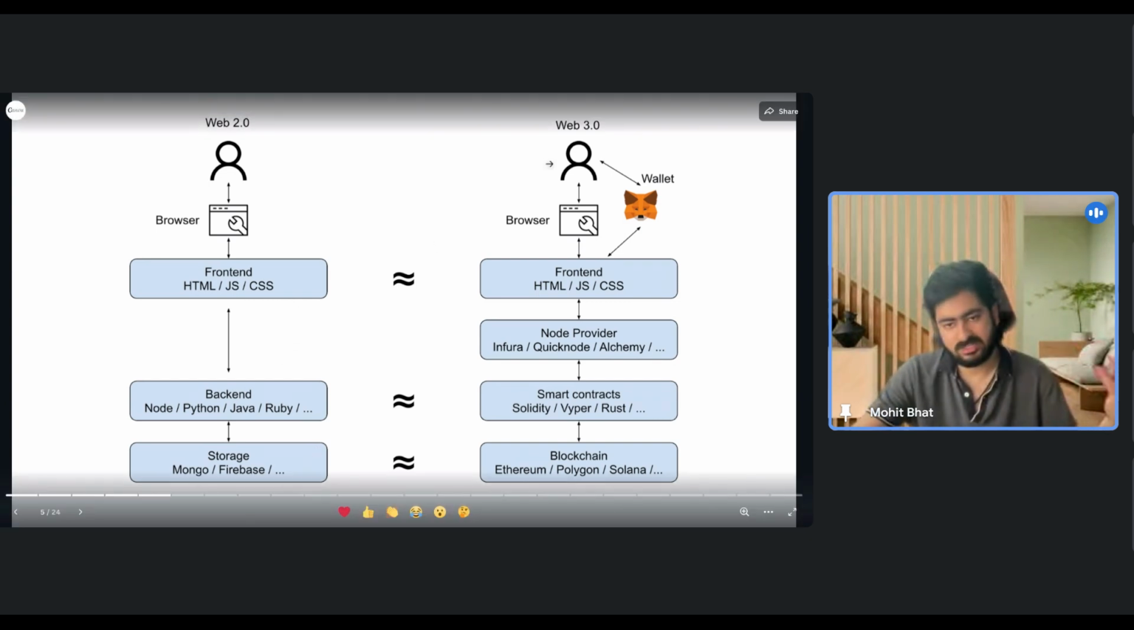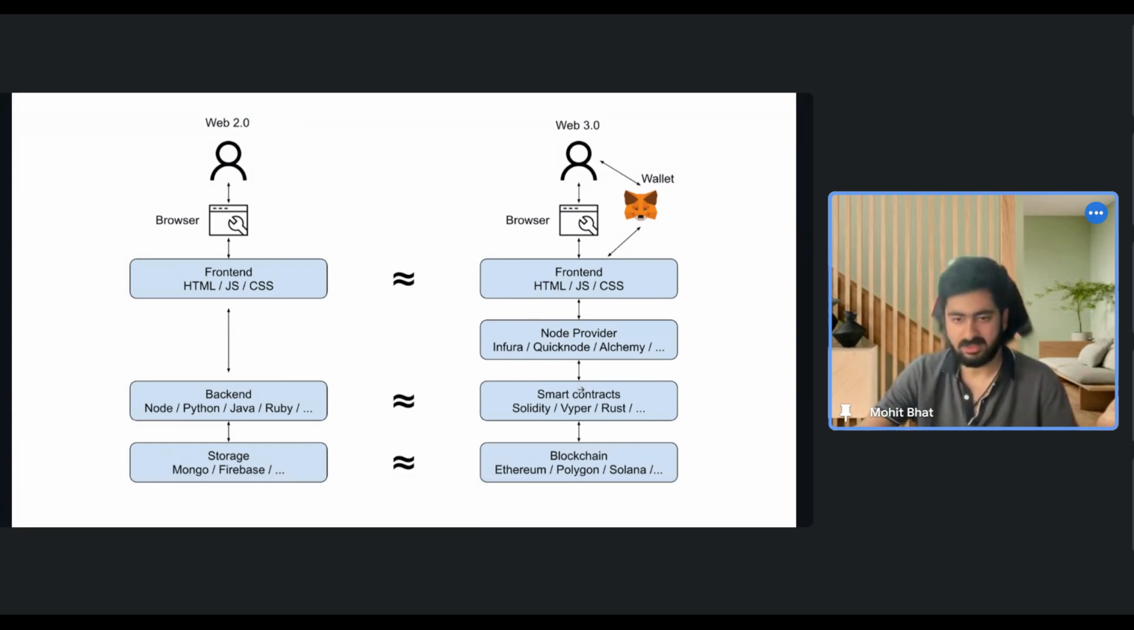But in Web3, what is getting replaced? The browser is the same, the front end is the same. The only thing that has changed is the back end stack. Now there is a node provider, which is not something you have to work on. It's a connection between your front end and the blockchain. The main things are the smart contracts, and the next part is the blockchain itself. So the storage layer is being replaced by the blockchain, and the back end is replaced by the smart contracts.